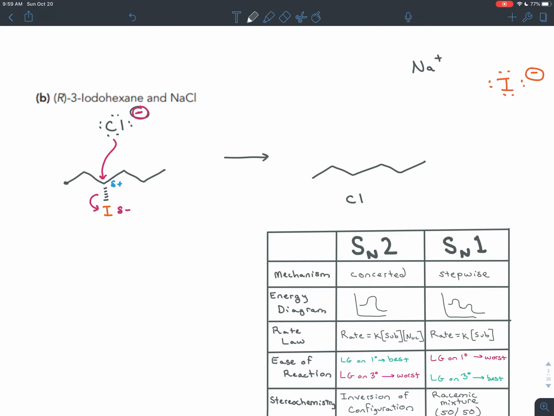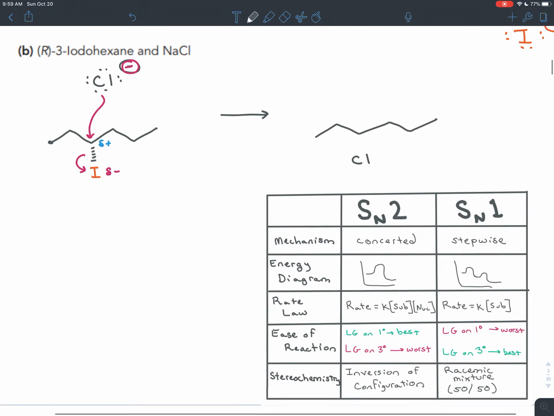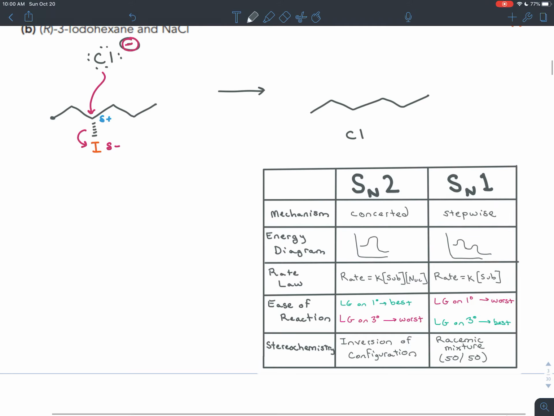And the question is, what type of bond do we need to put here? Should it be a dashed line? Should it be a straight line? Should it be a solid wedge? What type of bond? And for this, we need to remember that in SN2 reactions, you always get inversion of configuration at a chiral center.